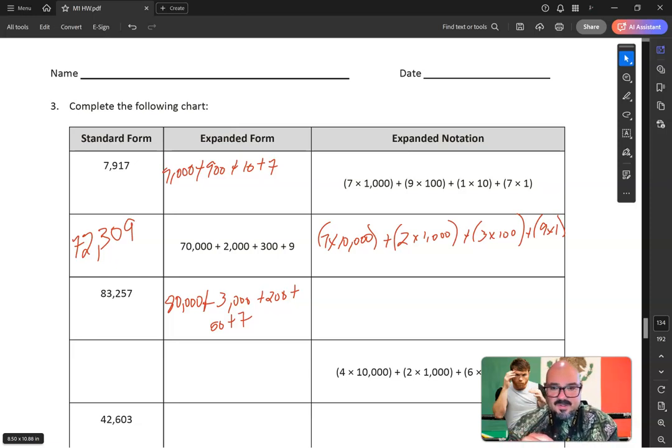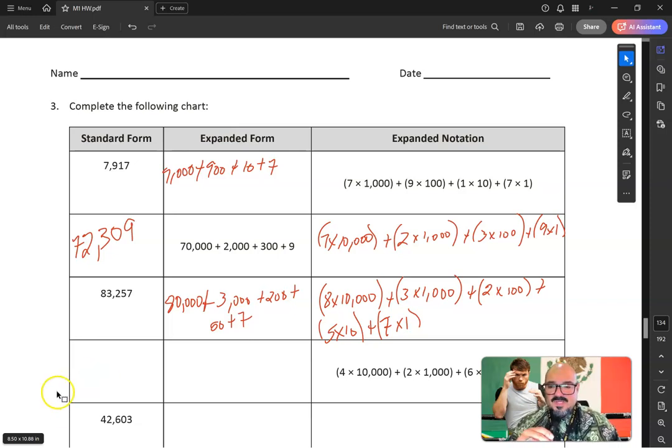Expanded notation. I have 8 times 10,000, 3 times 1,000 because it's in the thousands place, plus 2 times 100, it's in the hundreds place, plus 5 times 10, it's in the tens place, plus 7 times 1. That's expanded notation.